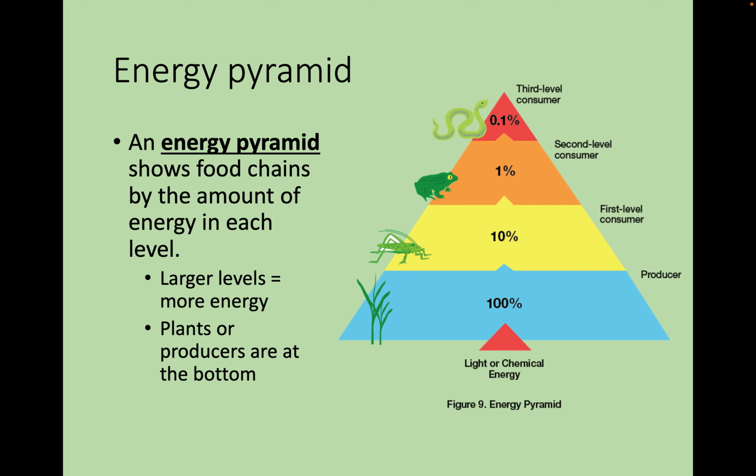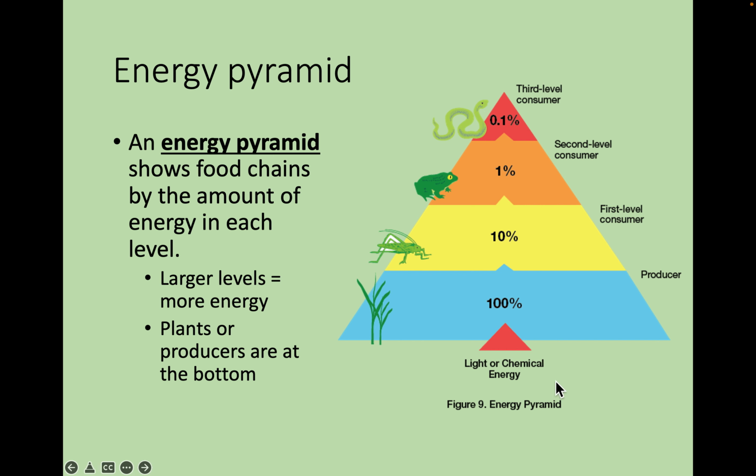An energy pyramid is showing you a food chain, but this time by how much energy is in the level, and it's kind of shaped like a triangle or a pyramid. The levels that are bigger mean they have more energy, and plants are on the bottom. So here the blue level is plants, which can get 100% of energy. Then there's the first level of the consumer, then second consumer, and third consumer.